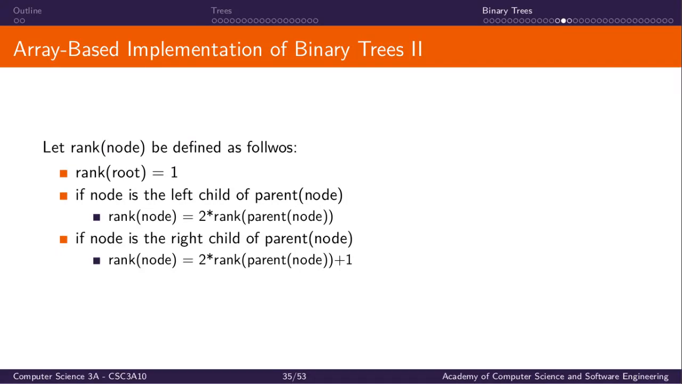So if our root is stored at 1, let's start with the first one: where would our left child be stored? 2. Brilliant. Where would our right child be stored?